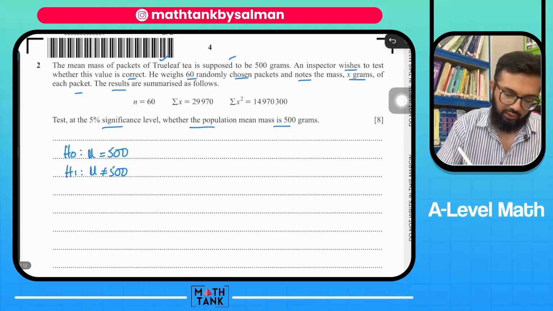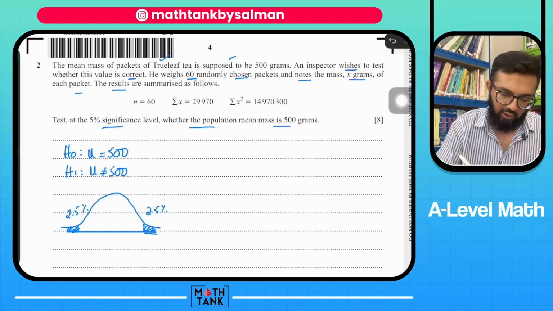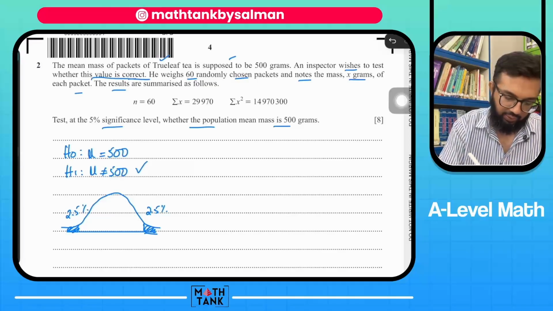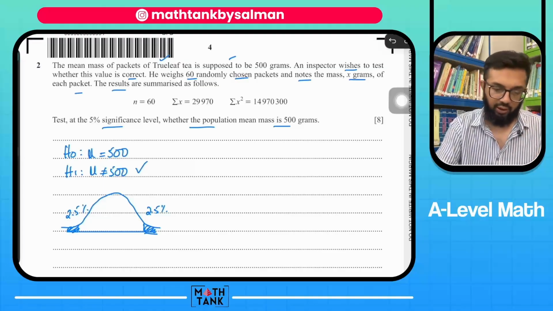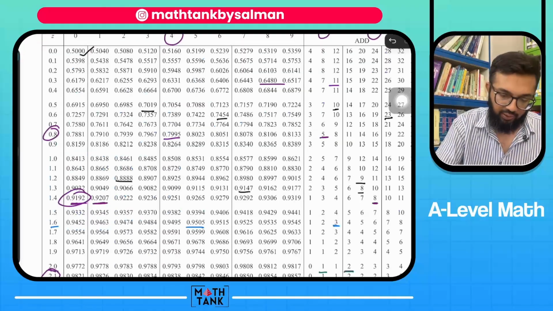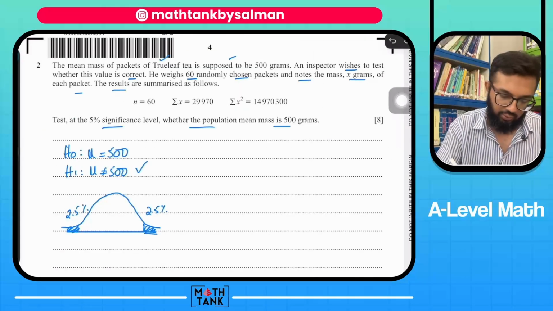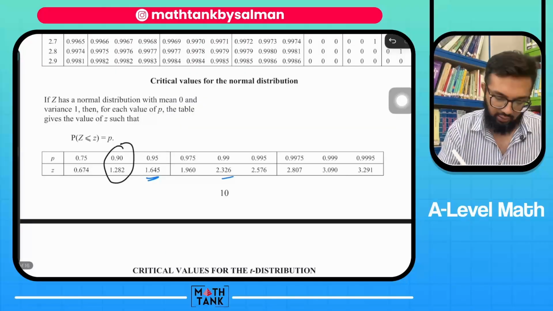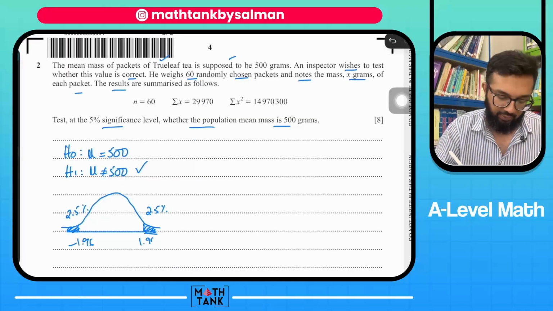Okay. What is my critical region? My critical region is on both sides, 2.5% on both sides. Because I'm testing whether the value is correct, it could be either above or below 500. I don't know for sure. So that's what I'm doing. So 2.5% gives me 1.960. So I have minus 1.96 and plus 1.96.